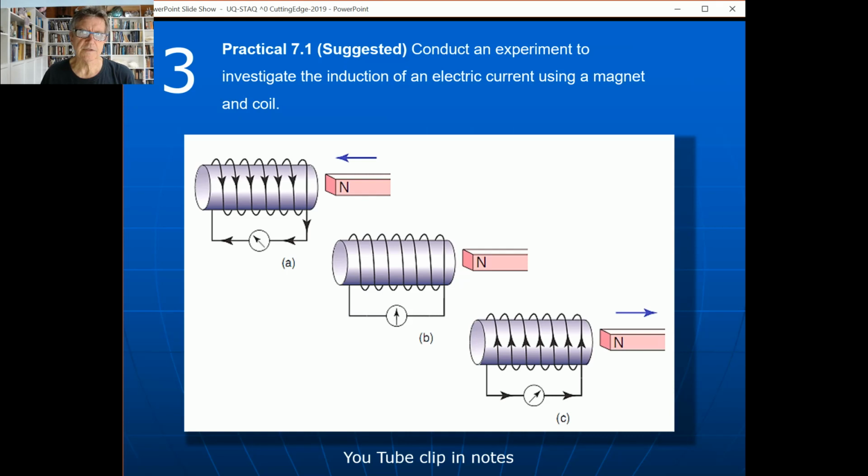The first one is induction of electric current using a magnet and coil. So the introduction would be a magnet going in, you get a deflection. When it's not moving, you get no deflection, and then when it's coming back out, you get the reverse direction. And you look at what factors affect it. The number of turns affects it, the velocity affects it, the strength of the magnetic field affects it, the distance apart affects it, and so on.